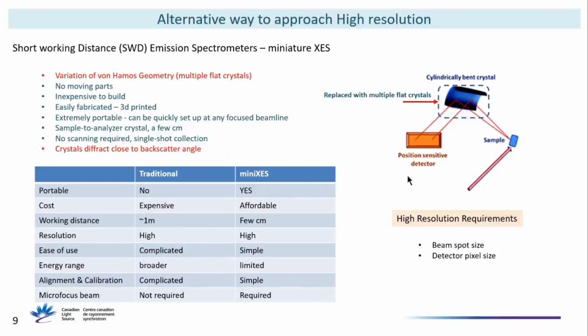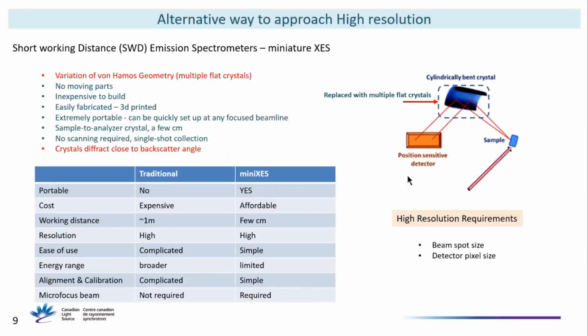So I have put together a comparison. The traditional spectrometers are not portable. The miniXES is very easy to move, and cost-wise, traditional spectrometers are expensive, and miniXES is very affordable. It's 3D printed, or even made of a small piece of metal, in aluminum. The working distance is very large, about tens of centimeters. And the resolution: the traditional spectrometer can give a very nice resolution, better than even miniXES, and miniXES is about 1 eV, almost comparable.